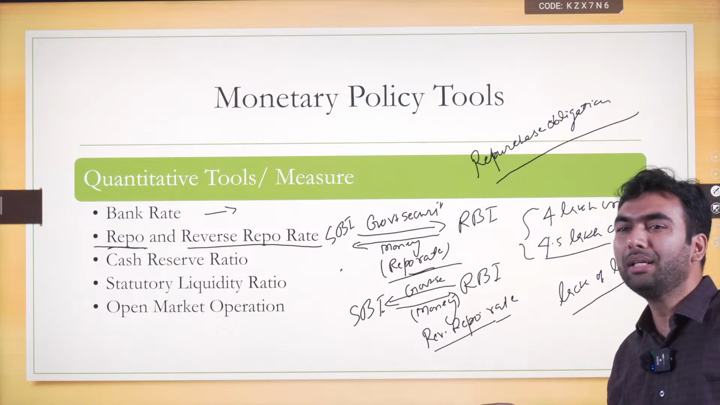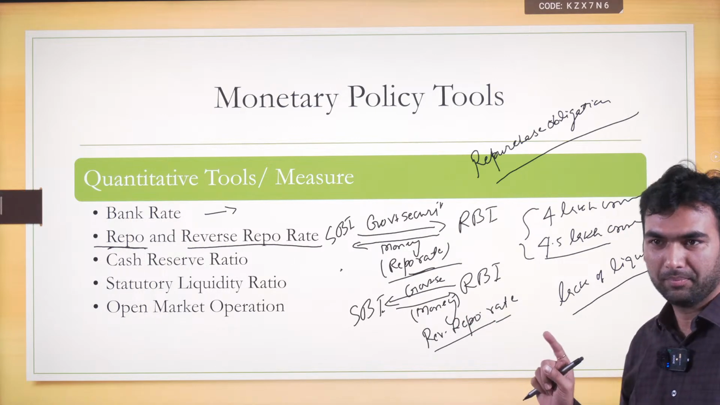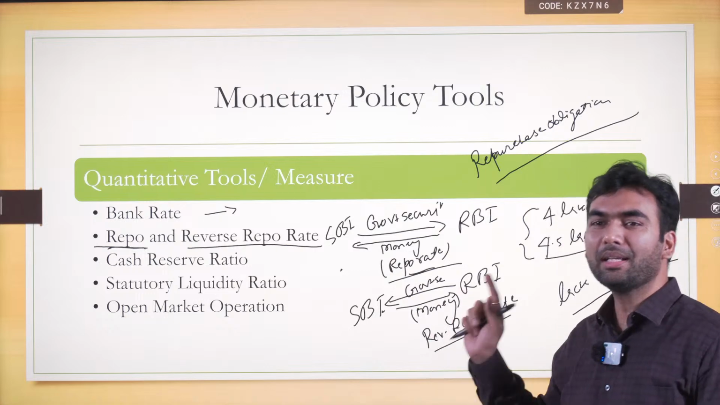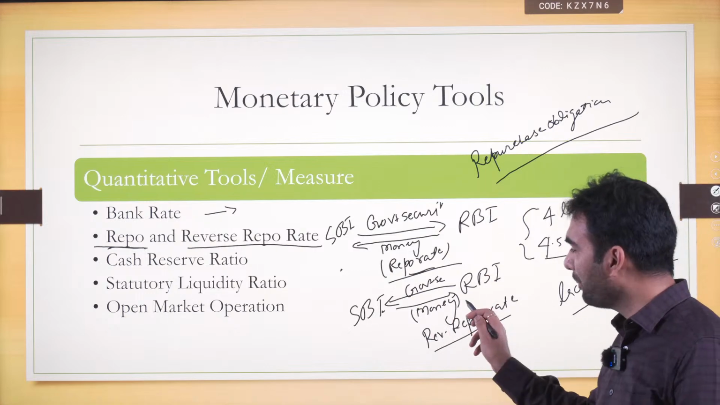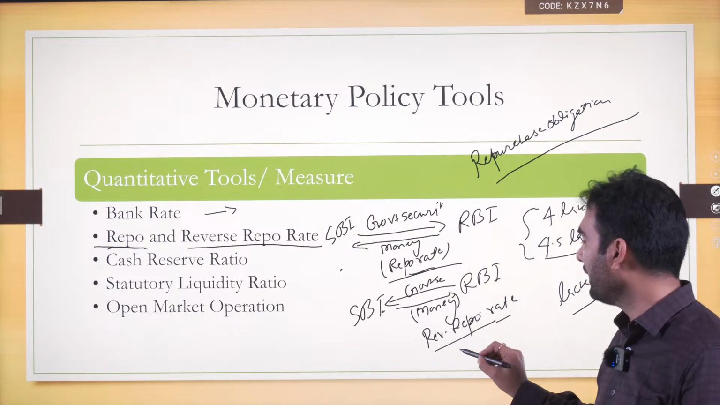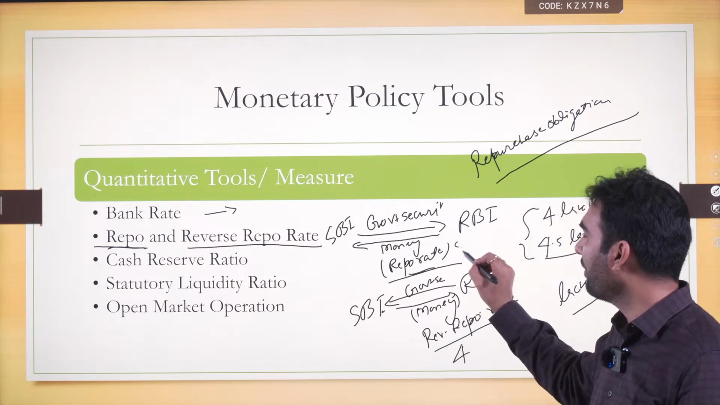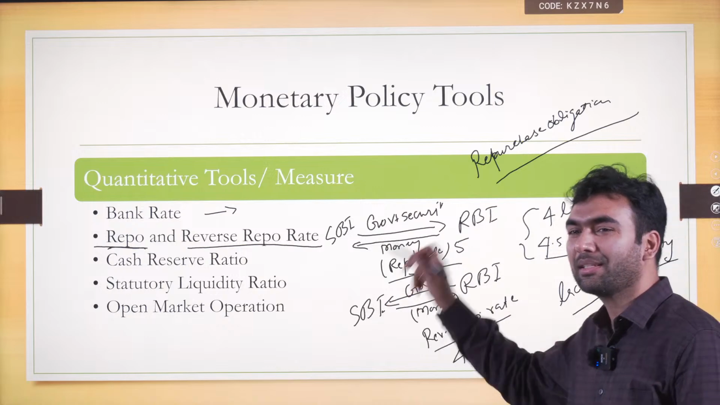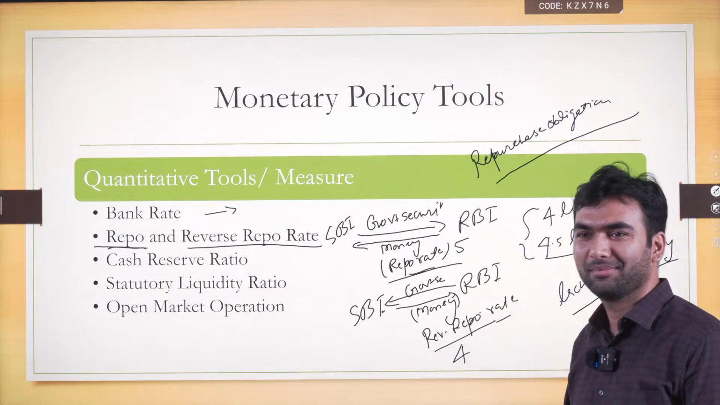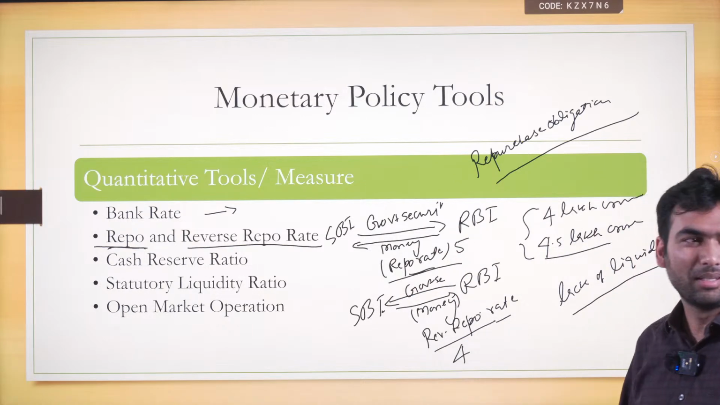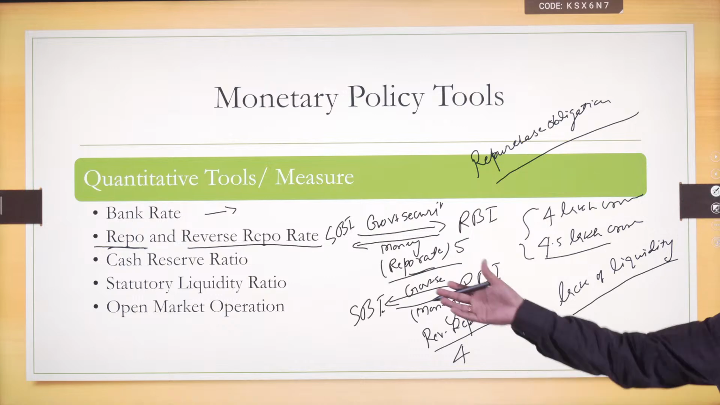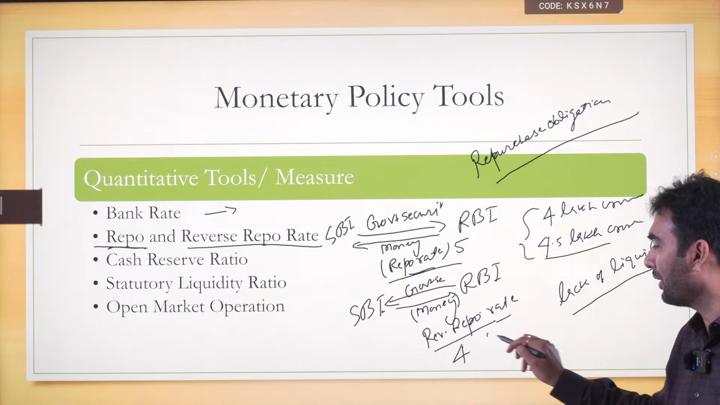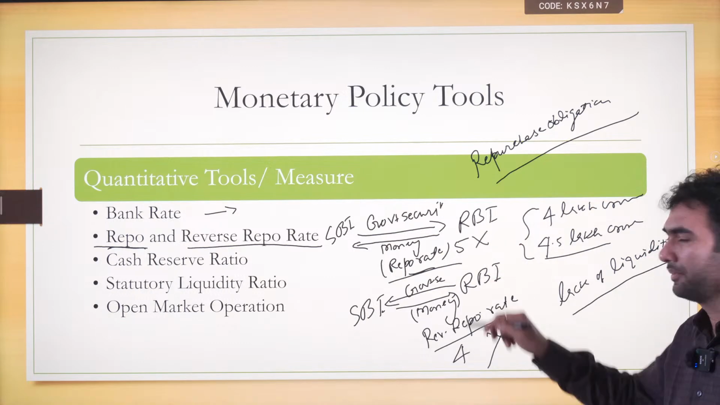But suppose it framed the rule the other way around. Suppose the reverse repo rate is more. What can SBI do? Suppose the reverse repo rate is 5% and the repo rate is 4%. SBI can borrow money at 4% and then lend the same money to RBI at 5%. So without doing anything, SBI can make a lot of profit. So that's why this scenario is definitely not a good scenario.